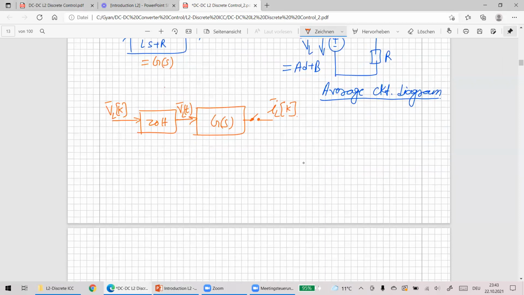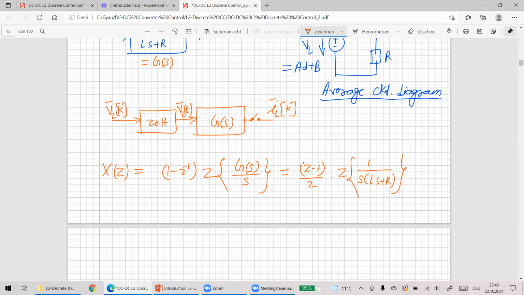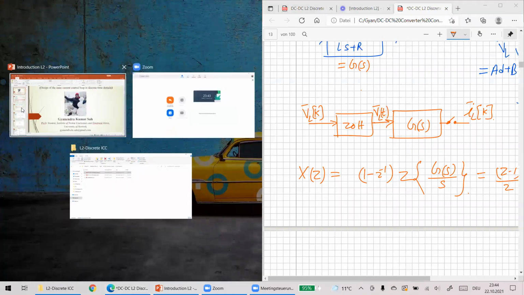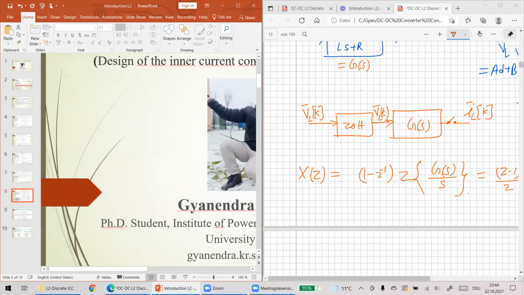Now, we already know the formula to find the direct discrete plant model, which is equal to 1 minus Z power minus 1, and then Z transform of G of S over S. Now we will simplify this. So we can write this as Z minus 1 over Z into Z transform of 1 over S into LS plus R. Now we should see which form is matching very closely in the transformation table. So this is our transformation table.